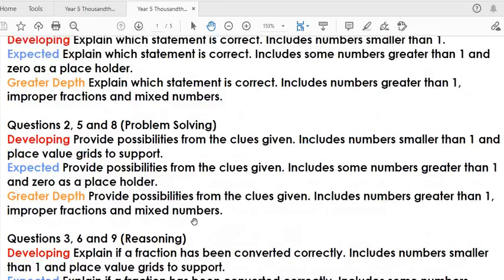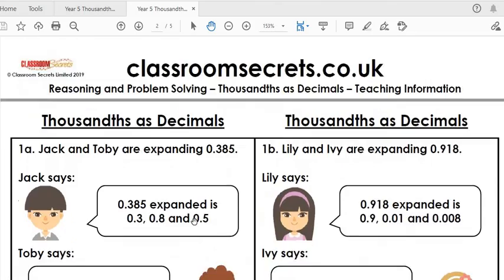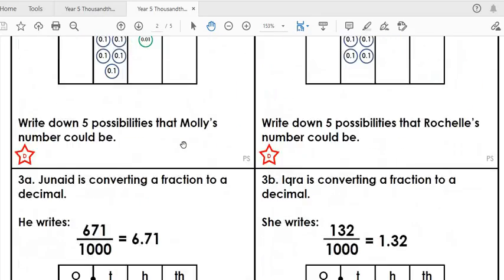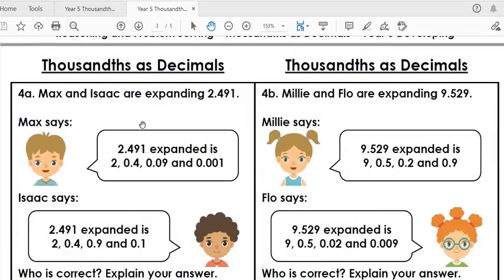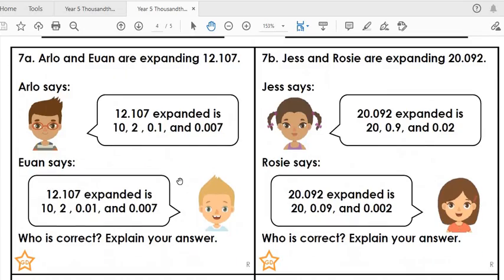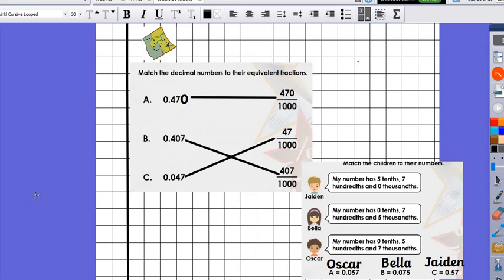Again, on the second task, this is mainly your problem solving. So bronze, I'd like you to start on the first page. Silver and gold again on the second page, and your platinum challenge is on the 3rd page. If you have any questions, just message in and we will be able to help you, and hope all goes well.